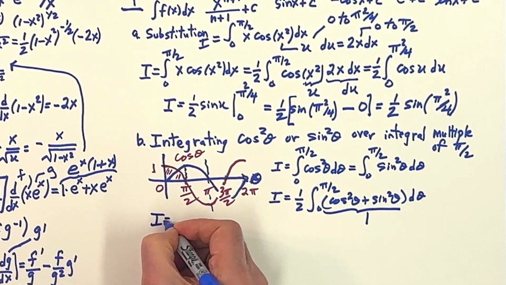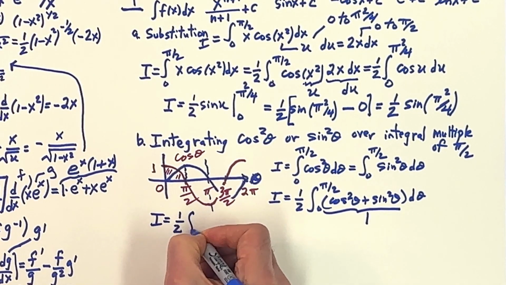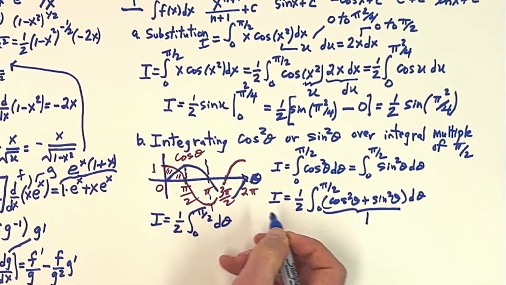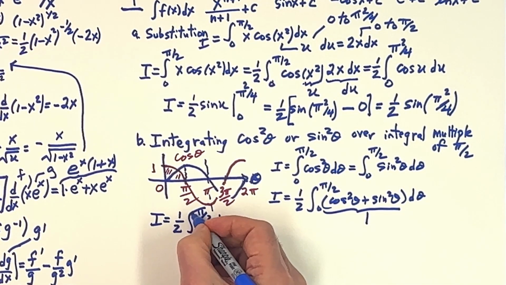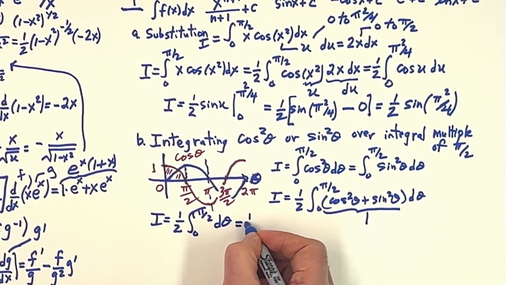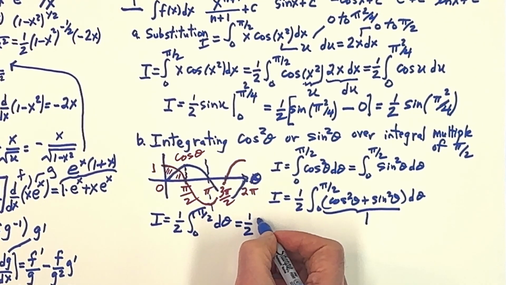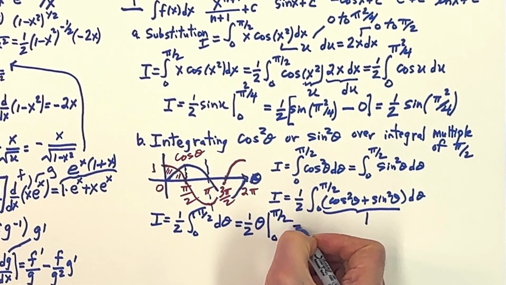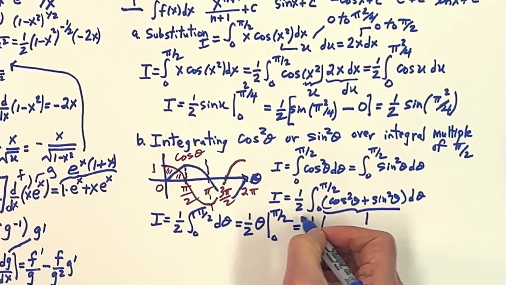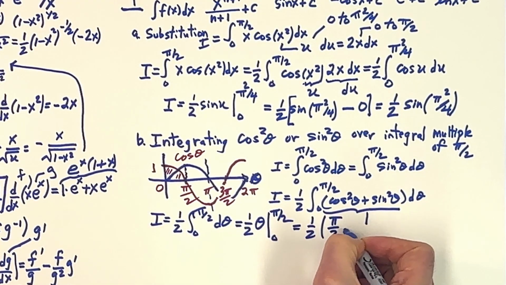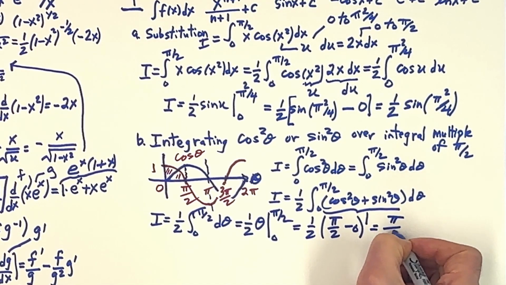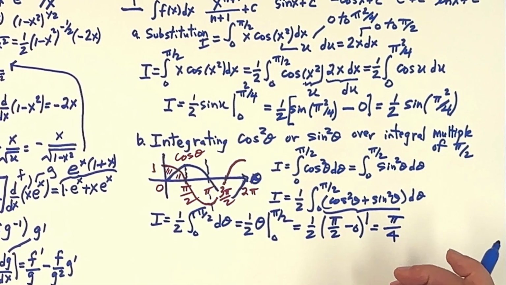The integral then is 1/2 from 0 to pi over 2 of just d theta. Well, that's going to be 1/2 theta from 0 to pi over 2. That's going to be 1/2. You put the upper limit in, pi over 2, subtract the lower limit like this, and that's going to be pi over 4. Integral's done.